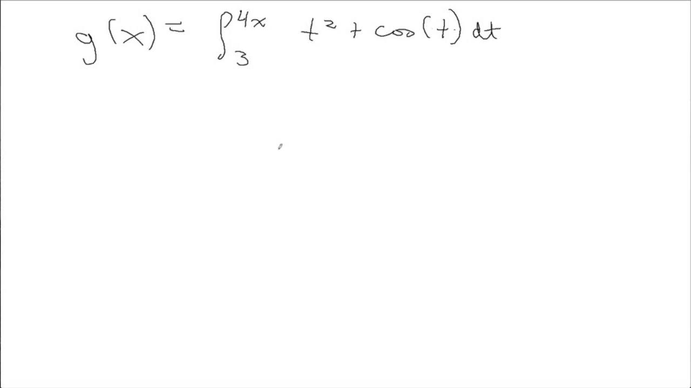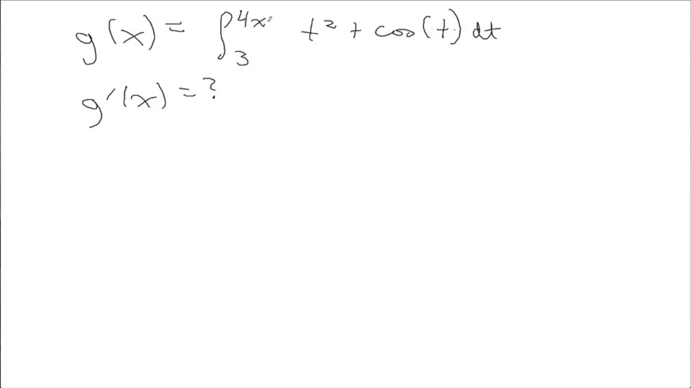Okay, so how is this different from the previous examples? The question is to find g prime of x. So why can't we just use the earlier method? How is this different than before? Well, we don't have just the variable, we have 4x. We don't just have x, we have a function of x.